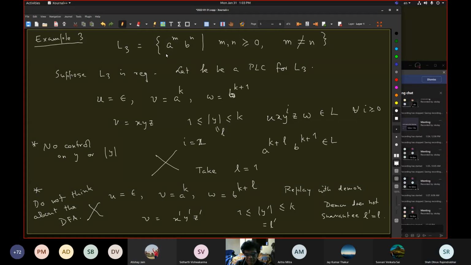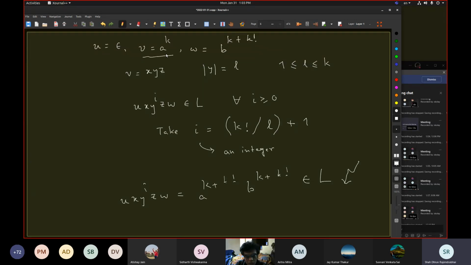Okay, it's already past 1, so I think we should stop. And these language things are also important. I will continue with this tomorrow, maybe for half an hour or so with the pumping lemma, and then we will start with DFA minimization.